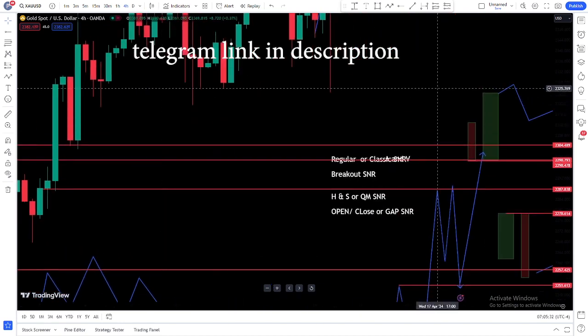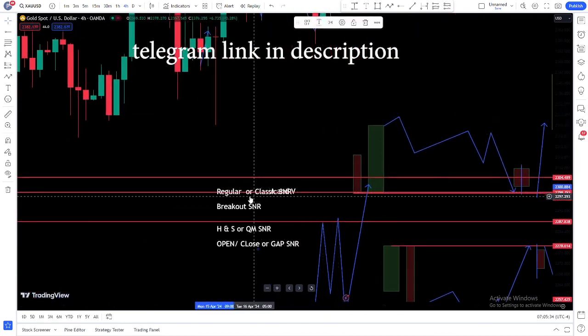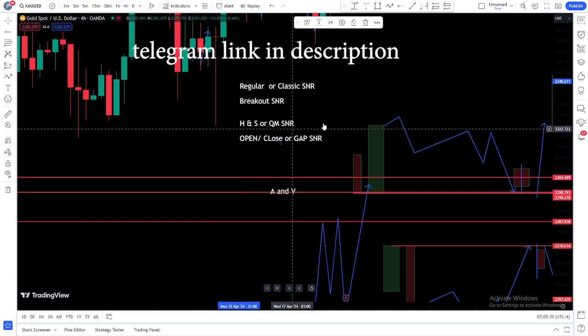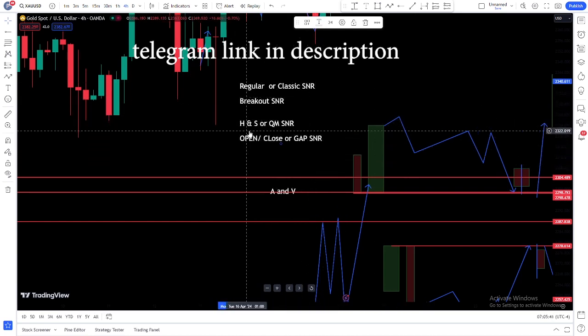What I said here, we covered the classic one, the breakout one, the head and shoulder one, and the open and close one. So next, maybe we are going to cover fresh, unfresh, reject, and retracement.